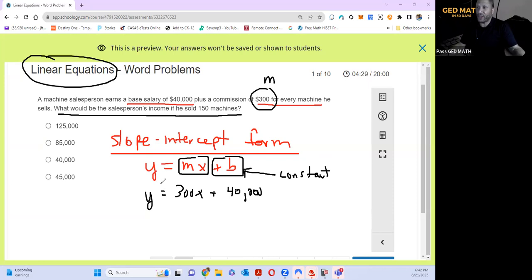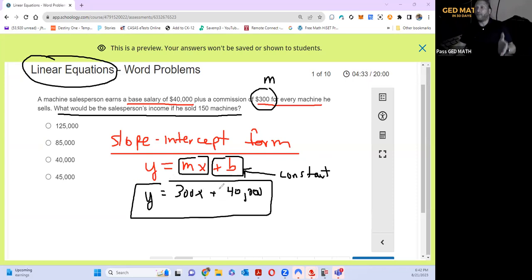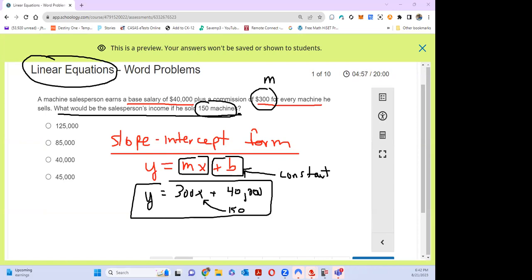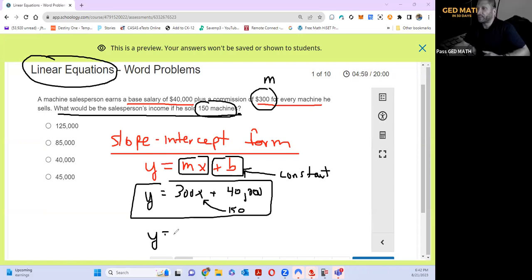So now we have an equation: y equals 300x plus 40,000. What is x? x is the number of machines sold. So when they ask how much you will make if you sell 150, we take that 150 and plug it in as x, because it's 300 for every machine. How many machines did you sell? 150. So 300 times 150 is what?